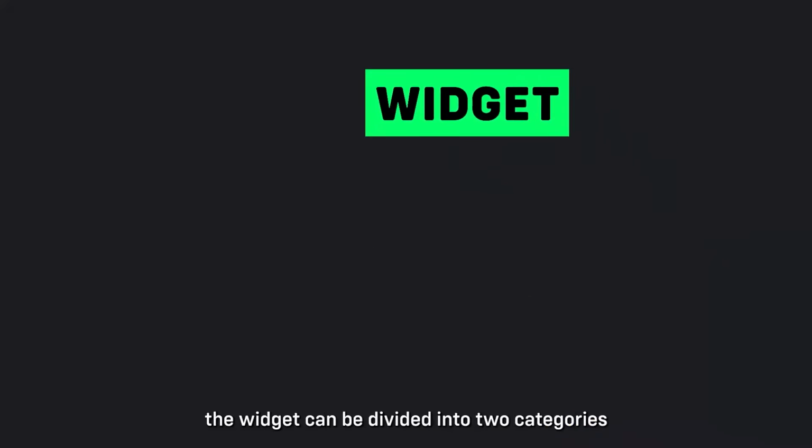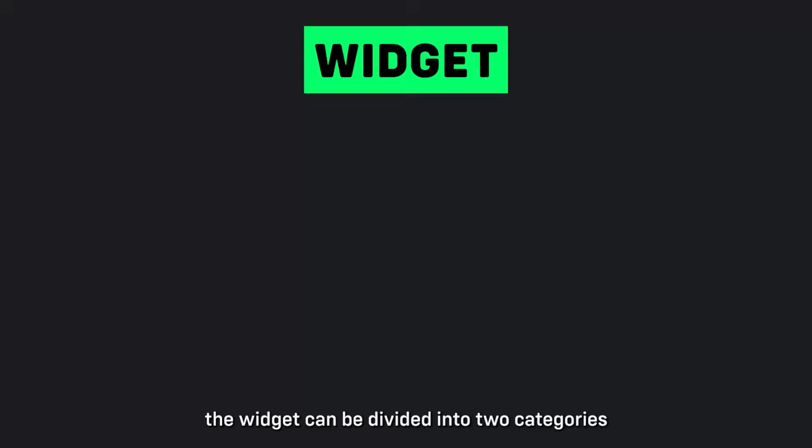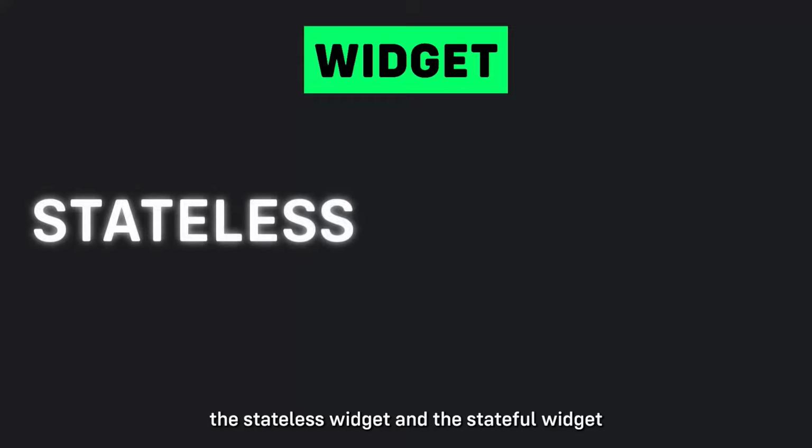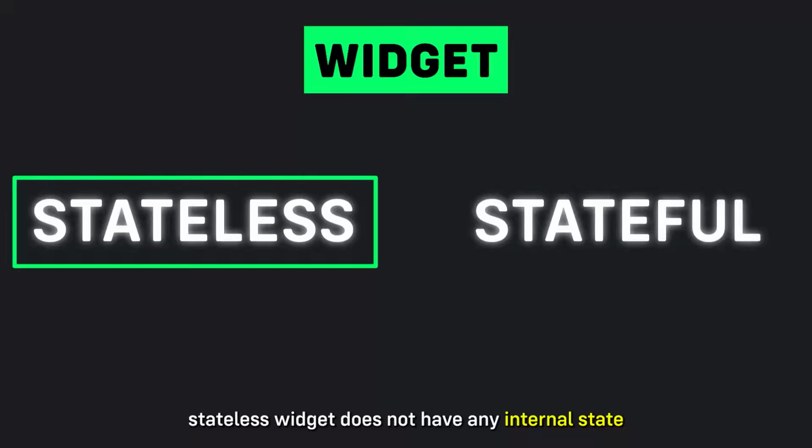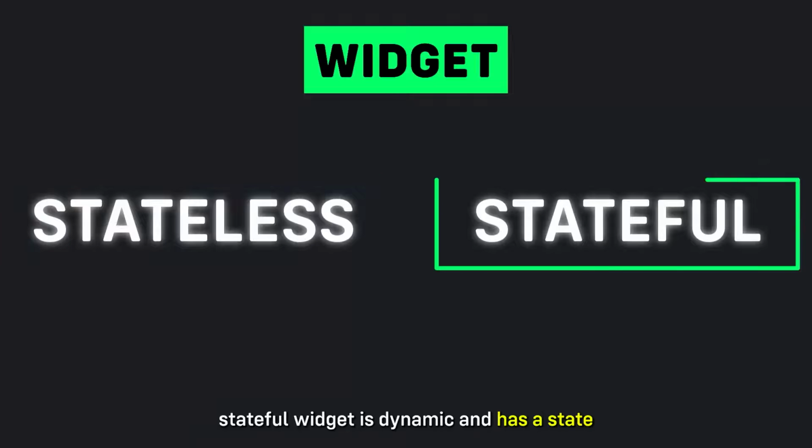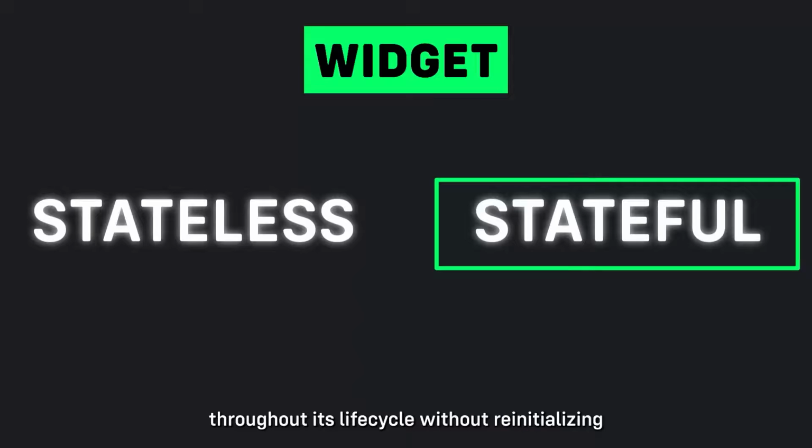The widget can be divided into two categories: the stateless widget and the stateful widget. Stateless widget does not have any internal state. It means once it is built, we cannot change or modify it until it is initialized again. Stateful widget is dynamic and has a state. It means we can modify it easily throughout its lifecycle without reinitializing.